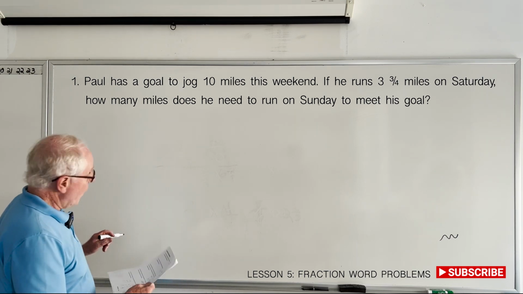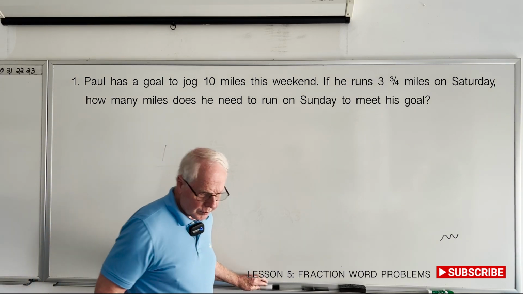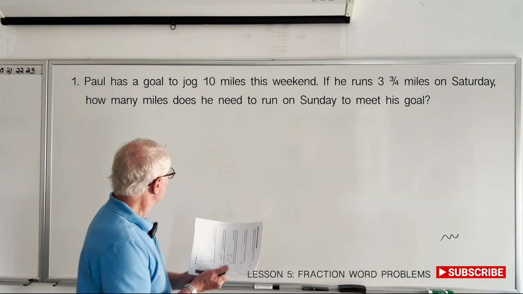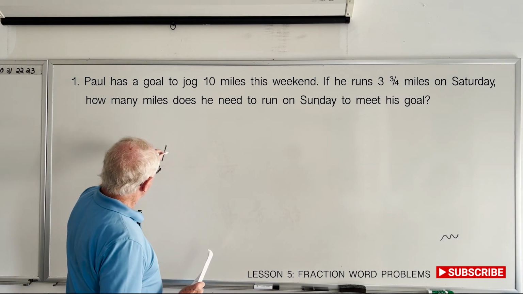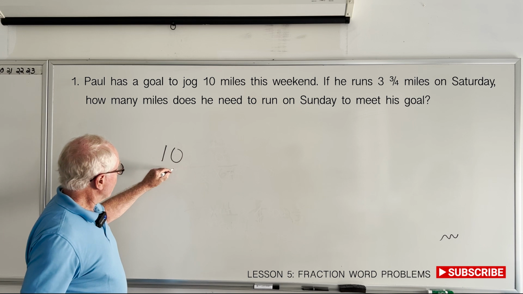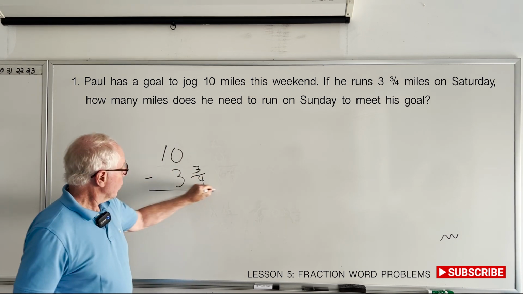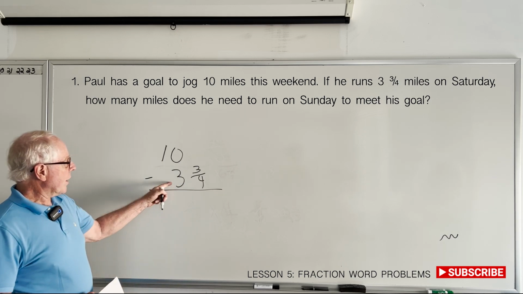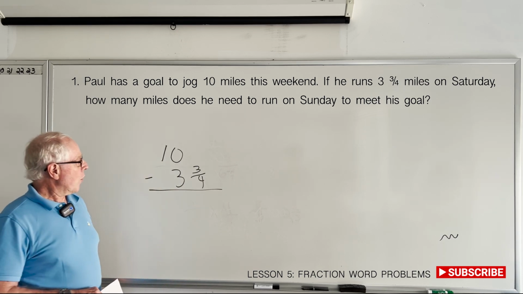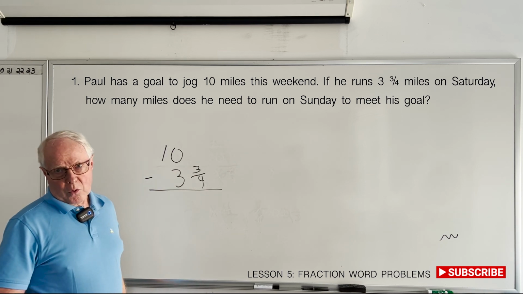Okay, hopefully we would agree that here's the total number of miles that Paul wants to run. And he's already run, or he's about to run, 3 3/4 miles. So there's the problem. We're going to be subtracting this from that. So the only trick here, and we've talked about it before, what are we going to subtract this 3/4 from?